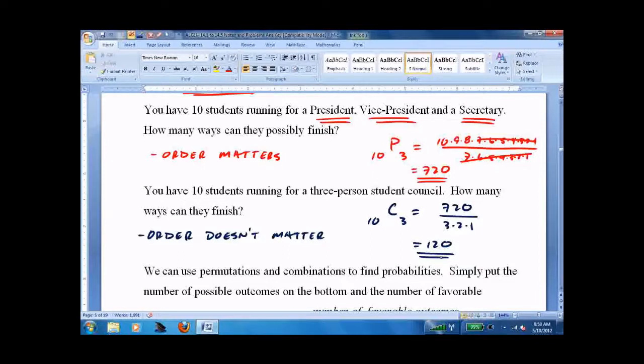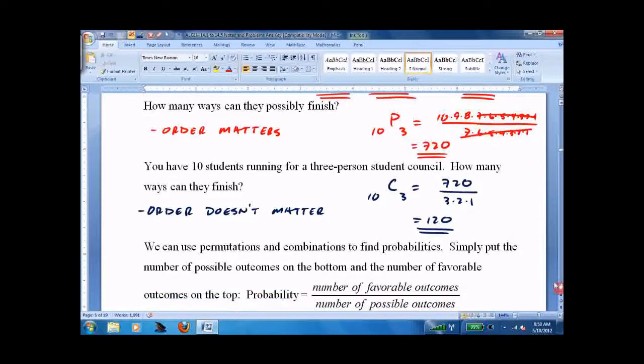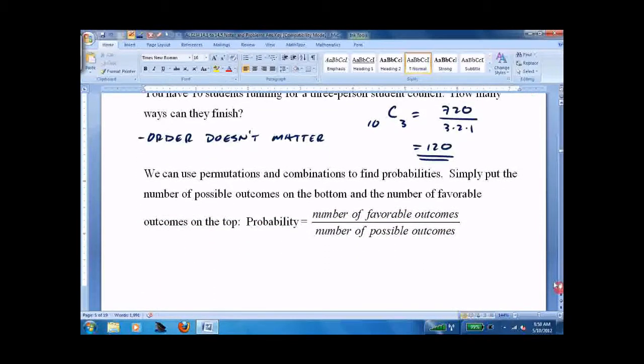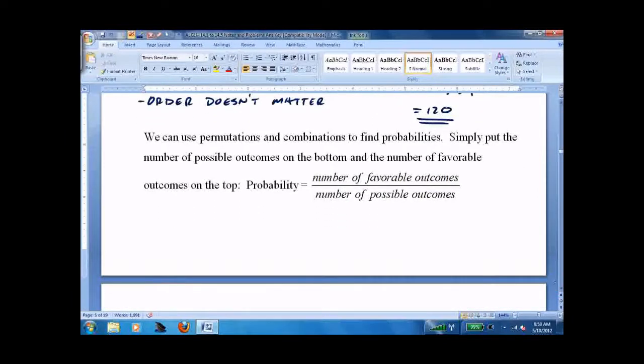Always ask, does order matter first? If you're not sure, ask for help. That's the first thing you have to learn to figure out. And it's tricky. Although, honestly, there's really only so many choices I can give you, so many examples I can find. So, hopefully it won't be too much.